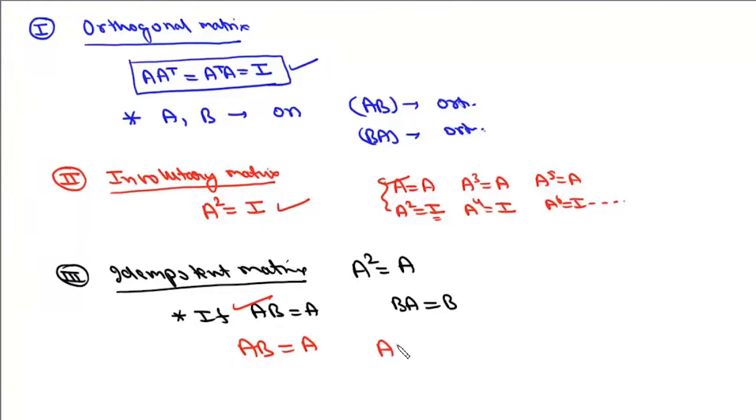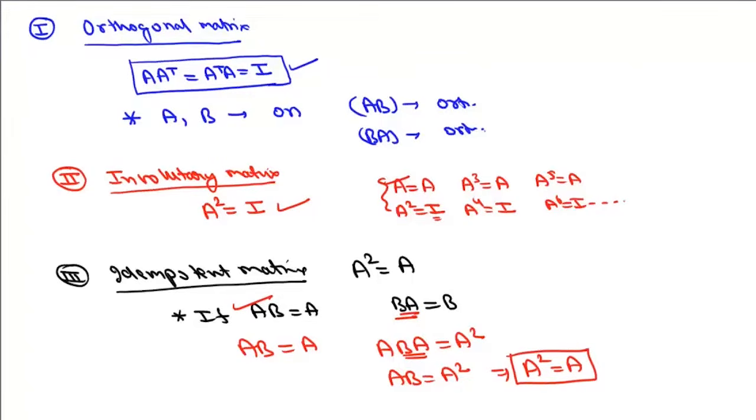We can write ABA equals A square. Now we know that BA is B, and matrix multiplication is associative. So we can write this as AB, it is equal to A square. Now this AB equals A, so from here we can say this A square equals A, that is this matrix A, it is an idempotent matrix.